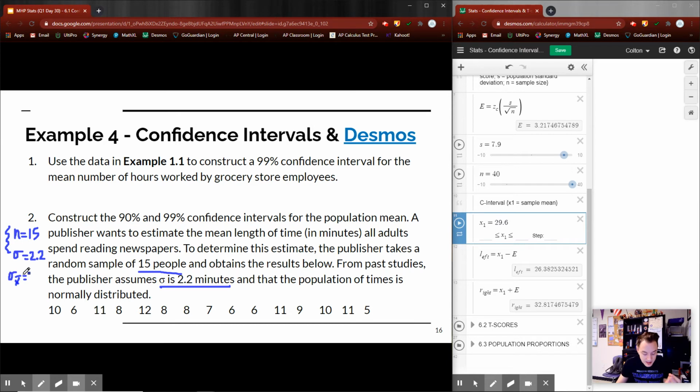Okay, so what's my sample standard deviation? My sample standard deviation right here, just in case they ask for it. You don't necessarily need it to find your interval, but they may ask for it anyways. So I'm going to take 2.2 divided by the square root of 15. And what that will equal is 0.57. So again, I like to find the sample standard deviation just in case they ask for it.